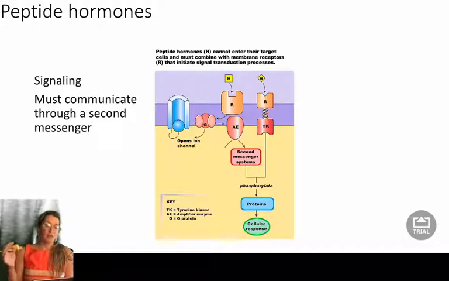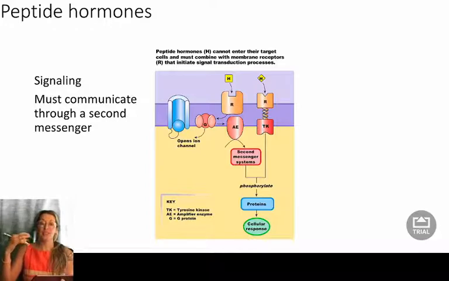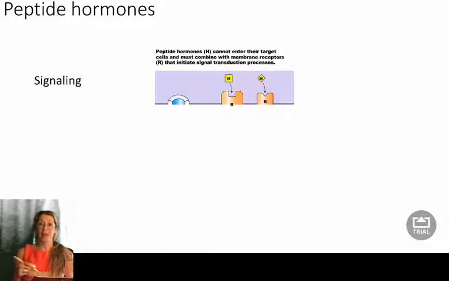What's cool about peptide hormones, one of the many things, is that in order to make something happen, they have to signal the inside of the cell through what's called a second messenger. So if these little H's are representing peptide hormones, this is the hormone, this is the chemical messenger. It's coming in from the blood, and it's going to bind its receptor. We're familiar with this, right? Key in the lock.